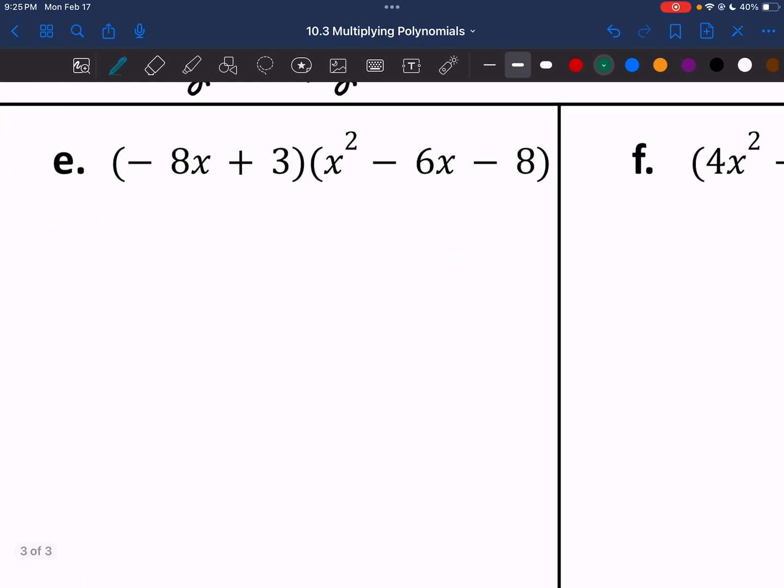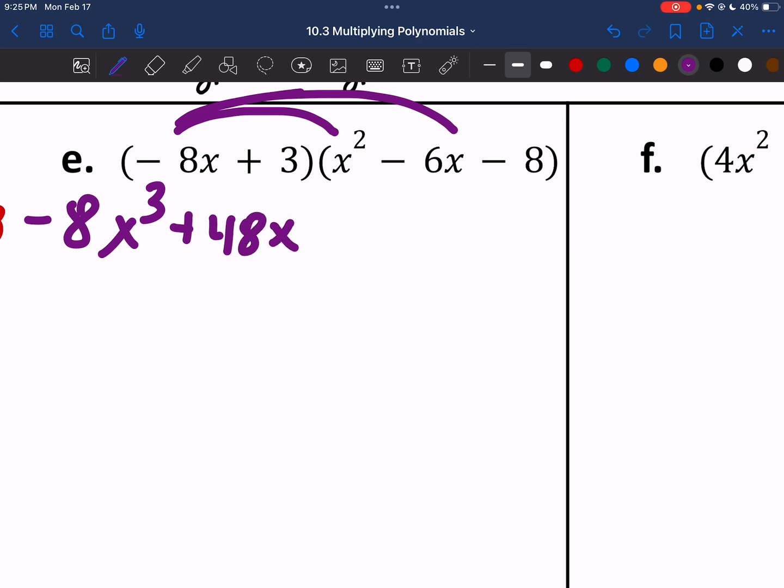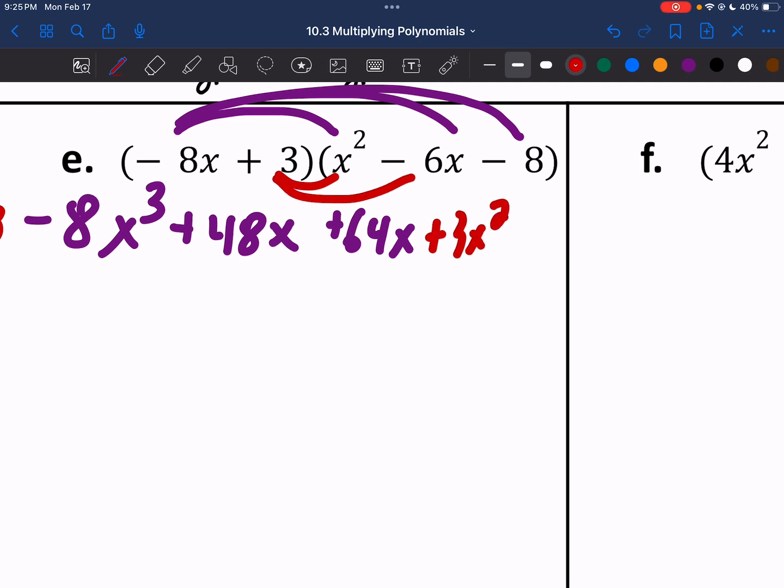Letter E, we have negative 8x distributing to x squared. So we get negative 8x cubed. We've got negative 8x times negative 6x, and that's going to get us 48x squared. Negative 8x times negative 8 gets me plus 64x. 3 times x squared is 3x squared. 3 times negative 6x is minus 18x. And 3 times negative 8 is minus 24.